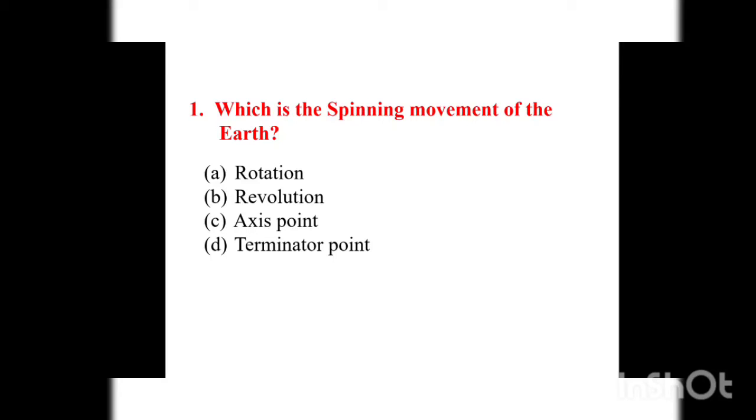Assessment time. Which is the spinning movement of the Earth? Your options are rotation, revolution, axis point, terminator point. Yes, children, your answer is correct. The answer is A. Rotation.